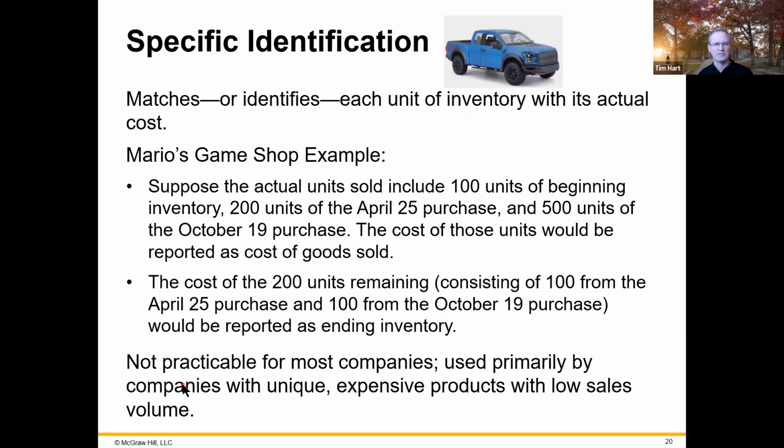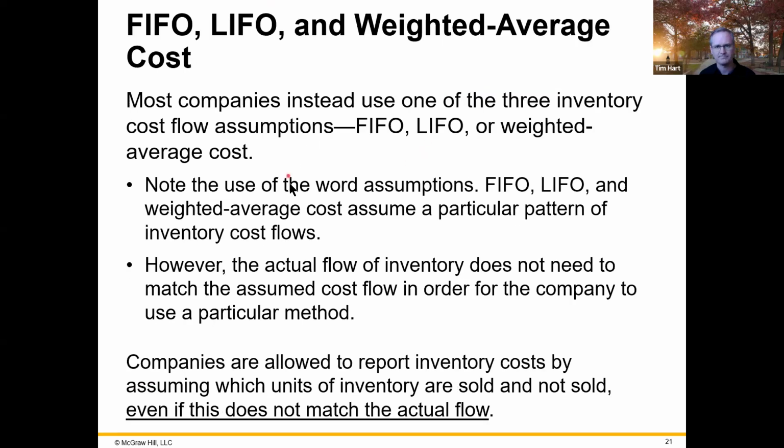It's just not practical for most companies. Like that's a lot of units. It's most primarily used with companies with unique, expensive products, low sales volumes. So this is an image of a Ford F-150. They sell lots of those. Probably even a Rolls-Royce, right? Or a Ferrari, Lamborghini, something where far fewer items are sold, could be an even better example of specific identification. But whatever it is, think unique, expensive products, low sales volume. All right. Now the next three are far more commonly used: FIFO, LIFO, and weighted cost average.